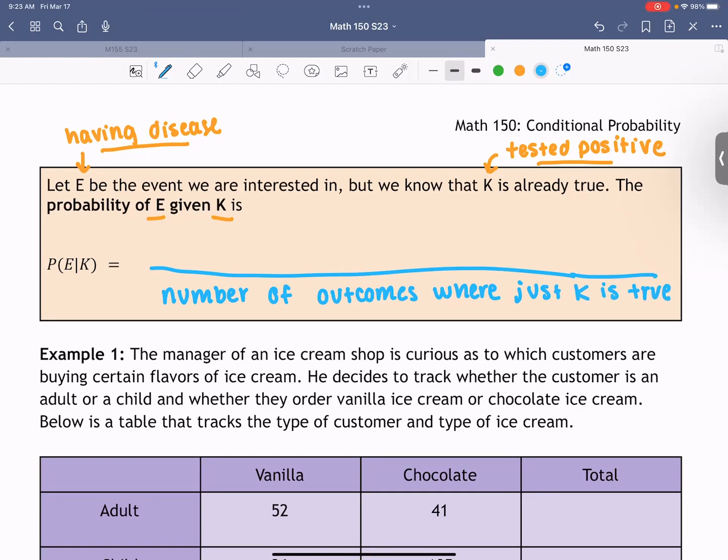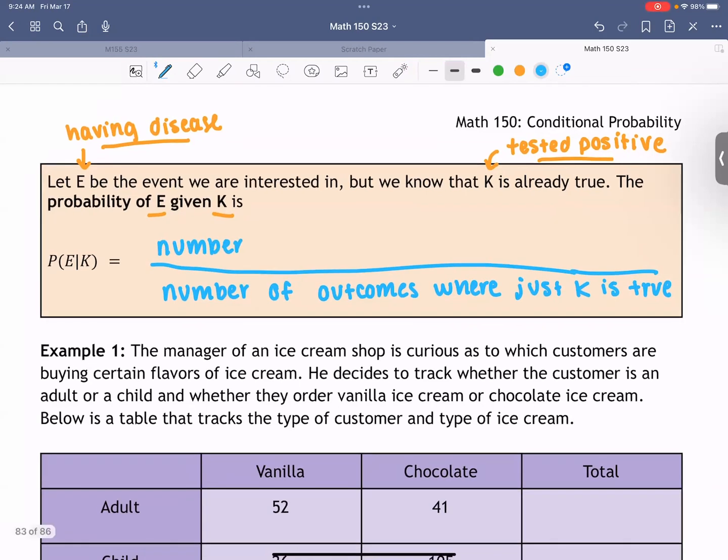And on the last page, we found on the bottom of that fraction, 50 was the number of people who tested positive. So the only thing that goes on the bottom is just where what we already know is true. The number that goes on top is the number of outcomes where both E and K are true.